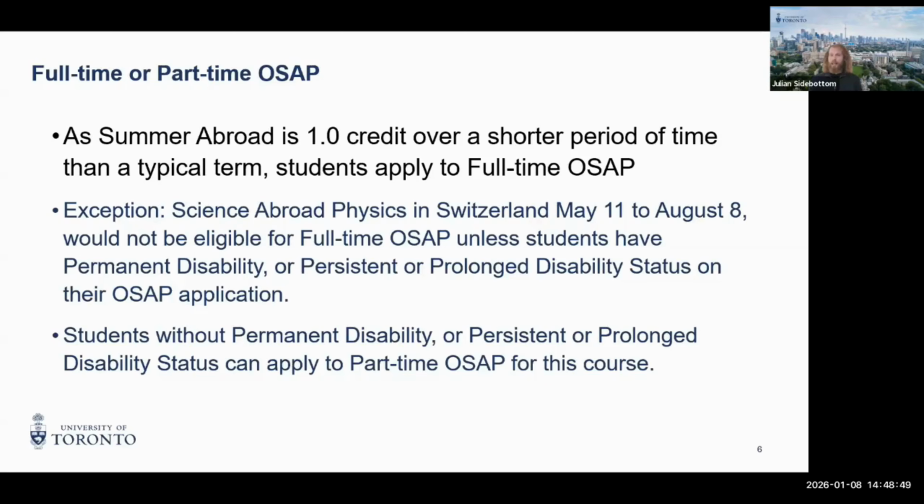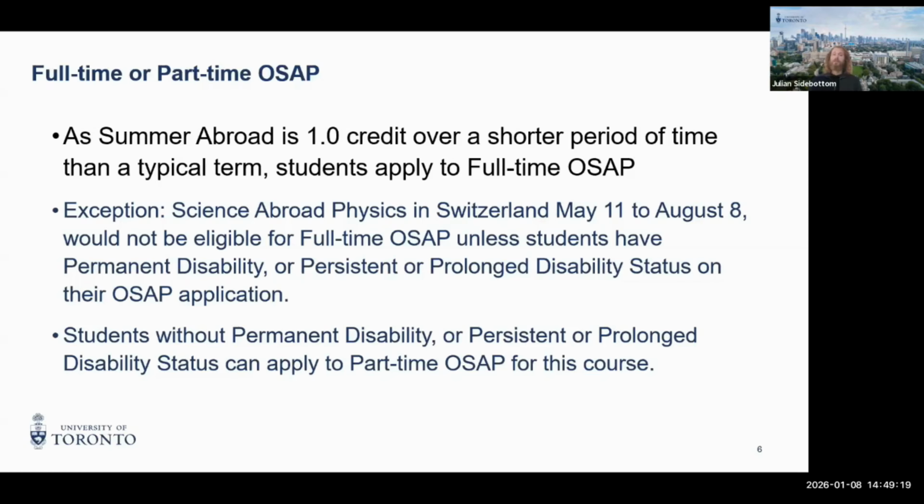Students should apply to full-time OSAP for summer abroad. This can be a common mistake students make. They think, it's still a short period of time, so it's part-time OSAP. However, because it is a short period of time and it is worth 1 credit, it actually counts as full-time by OSAP's criteria. The exception is Science Abroad in Switzerland, which runs May to August. That's just too long to be considered full-time by OSAP.